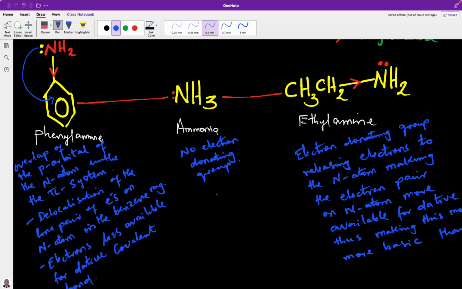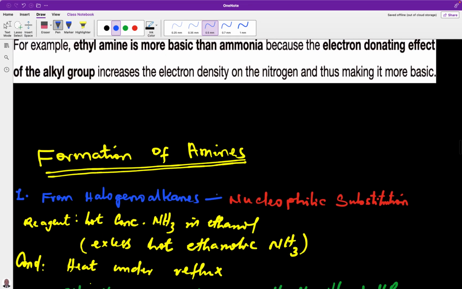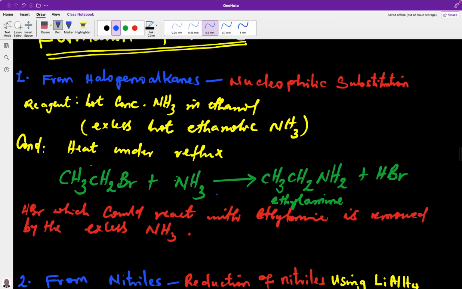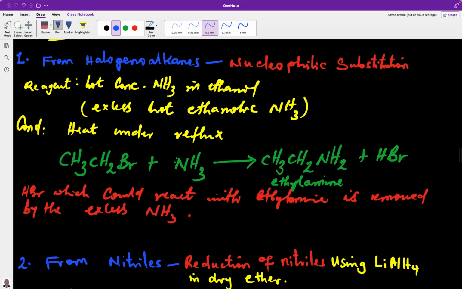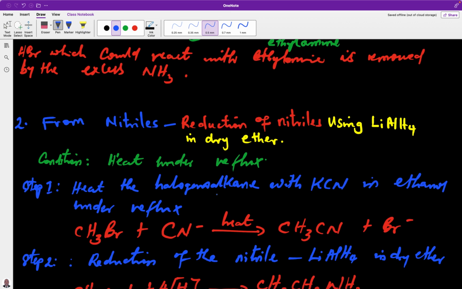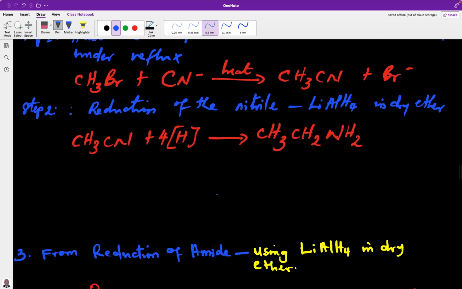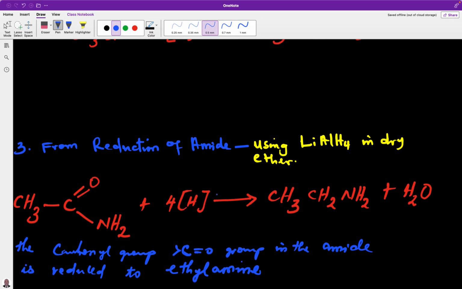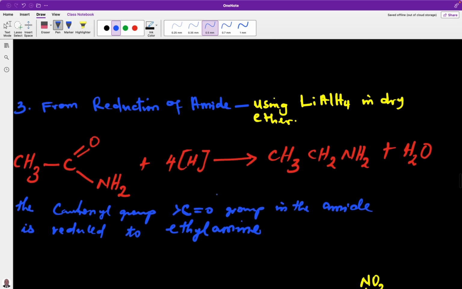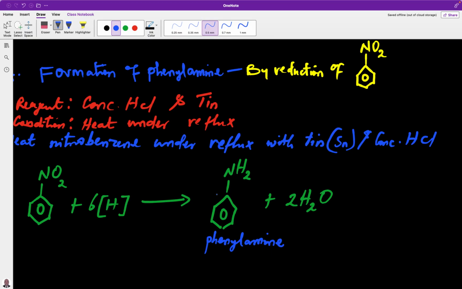Then we went further to the formation of amines from halogenoalkanes. There are four methods. One is nucleophilic substitution. Another is from nitriles: we form the nitrile and then reduce it using lithium tetrahydridoaluminate in dry ether. The third method is reduction of amide, still using lithium tetrahydridoaluminate in dry ether. And the fourth one is reduction of nitrobenzene into phenylamine.